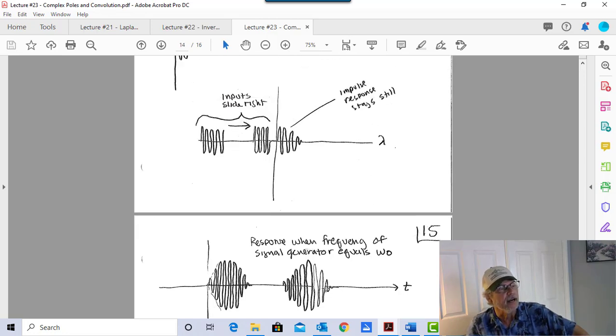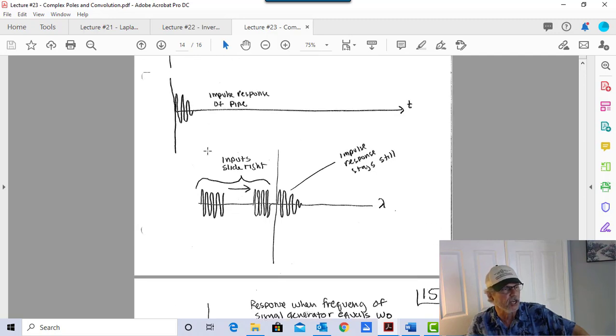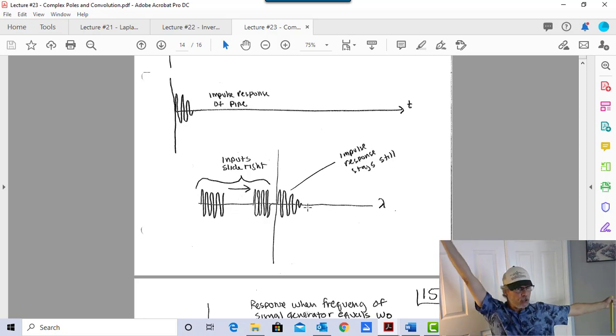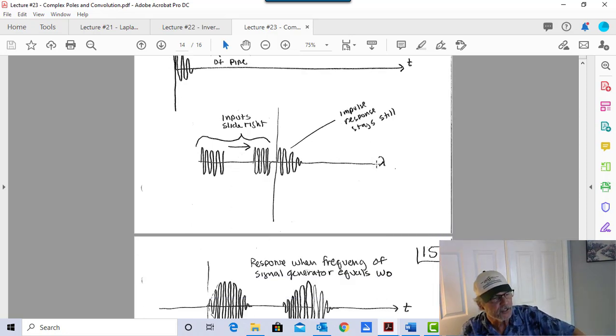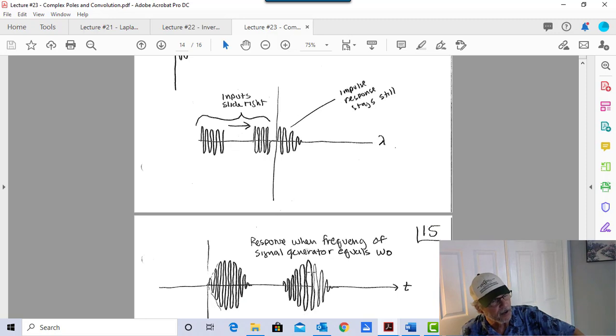And here is the response when the frequency of my signal generator is equal to the natural frequency of my pipe. Because you can see that when this thing slides through here and the frequencies are the same, think of the integration. These two things are going to be right on top of each other. Man, they're going to integrate up a party, right? And so it's going to make a huge signal. And so here's what it's going to look like.